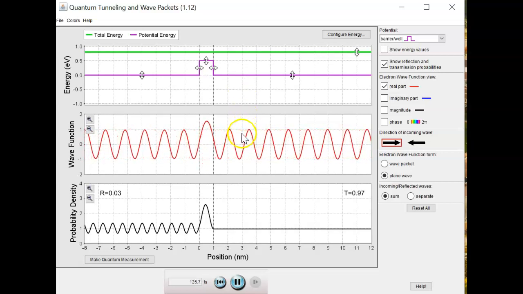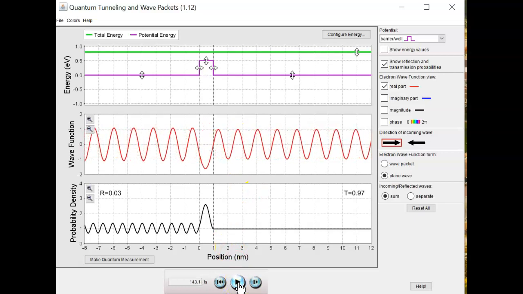The next question is whether or not the energy of the particle is the same on the left and right of the barrier. This is hugely important and one that students primarily get wrong. Let's pause this really quick.